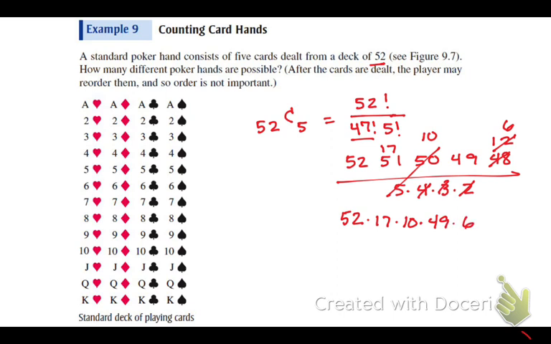Is it appropriate to use a calculator? Yes. 52 times 17 times 10 times 49 times 6. So there's only 2,598,960 different poker hands that you could have.